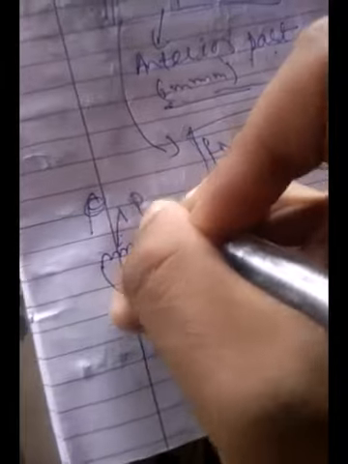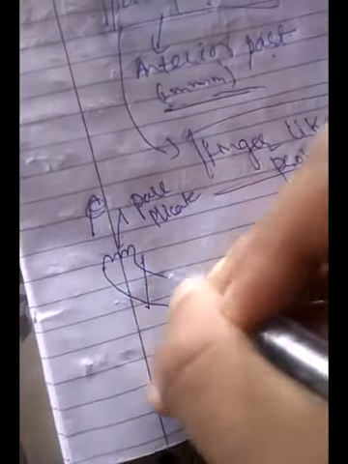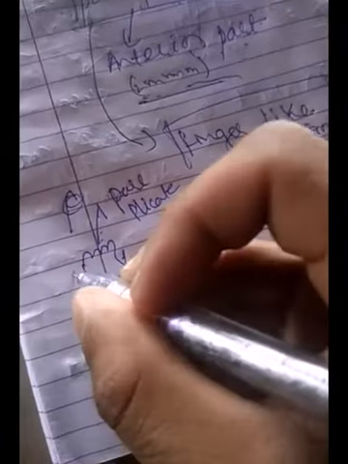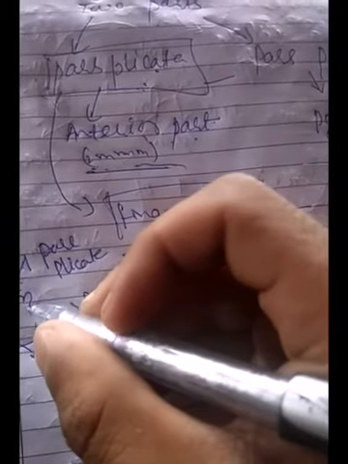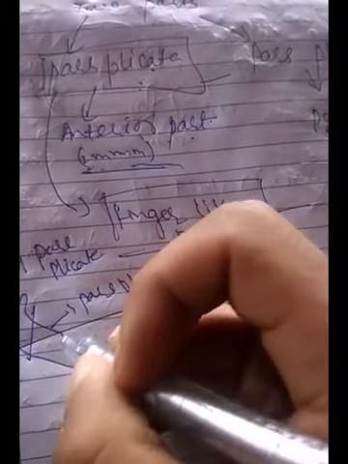This portion is called pars plicata and this portion is called pars plana. When vitrectomy is done, in which portion do we go into the retina? We go into the retina through the pars plana.